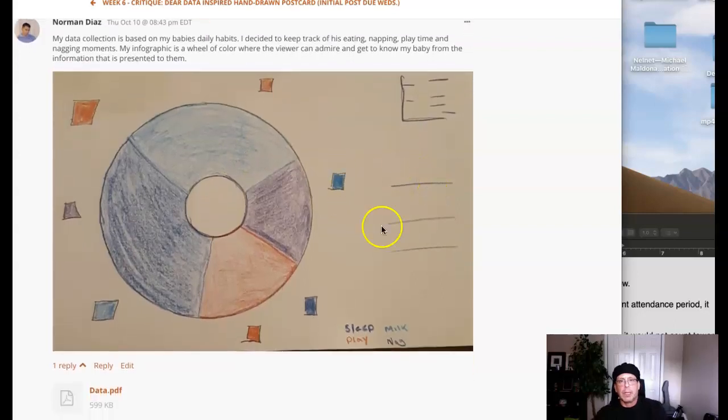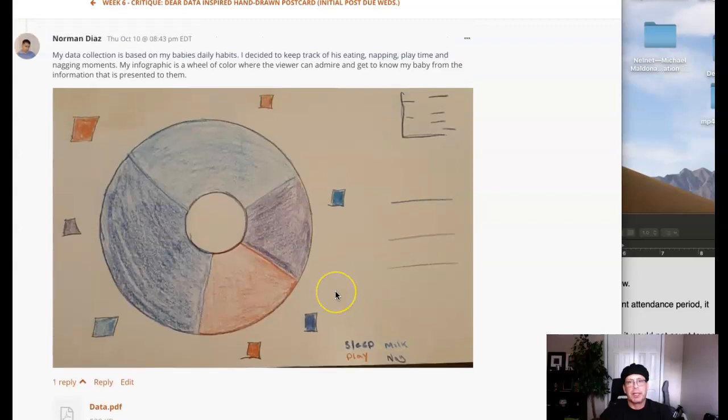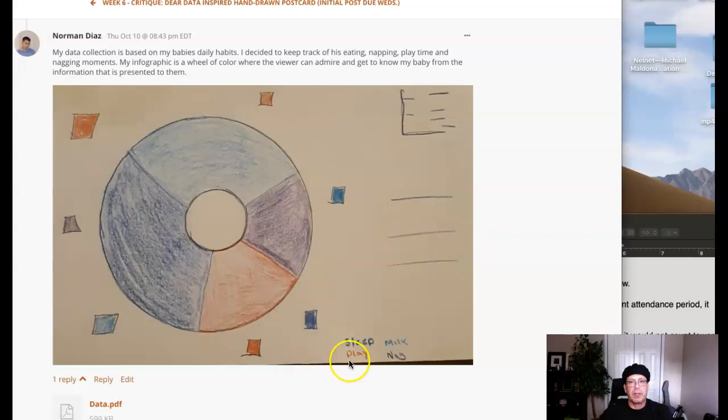Okay, so I think that it's an interesting approach. I do. I think tracking your baby's habits is really super interesting. But we really want to get this down to usable information. So, in other words, right now you're saying my baby sleeps, plays, eats, and naps. Okay. What is the difference between sleep and nap?